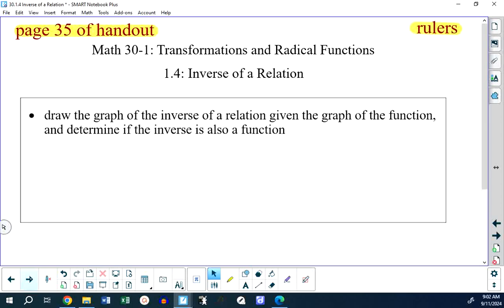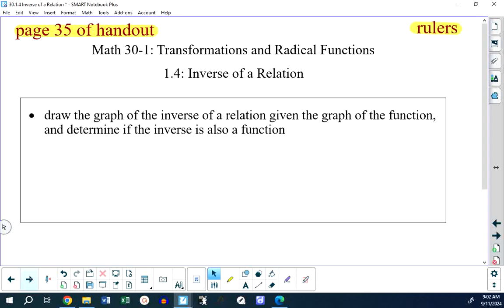The goal here today is for us to be able to graph the inverse of a relation, and you may be asked to do that on a written response question on an exam. And I may say at times inverse of a relation or inverse of a function, and that distinction is not important. You do need to know what a function is, and we'll get to that later.